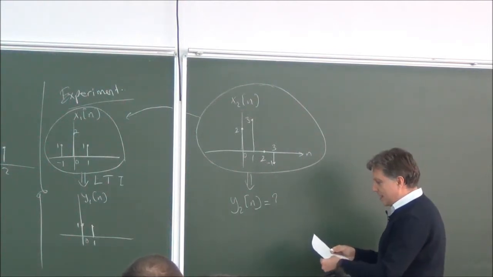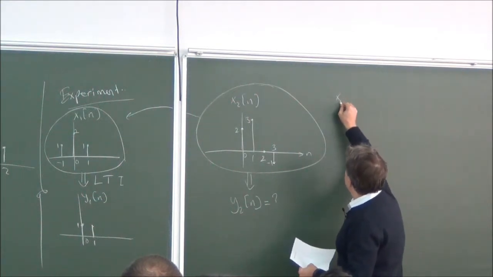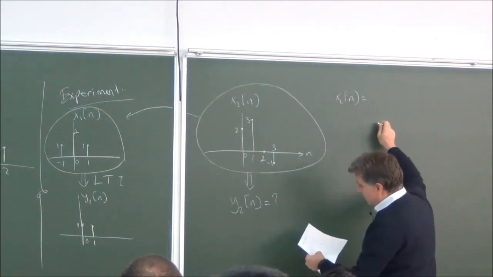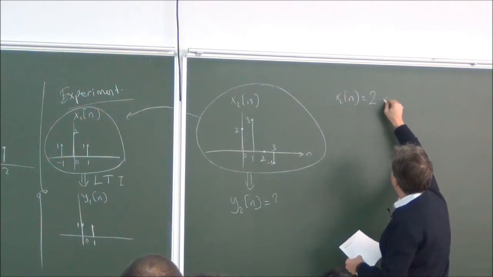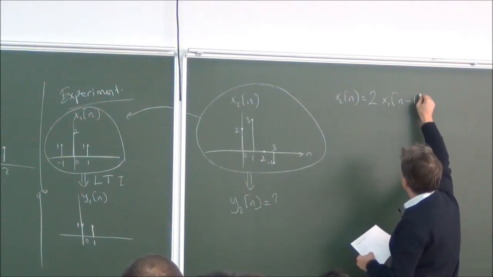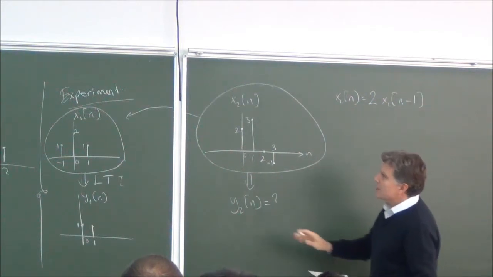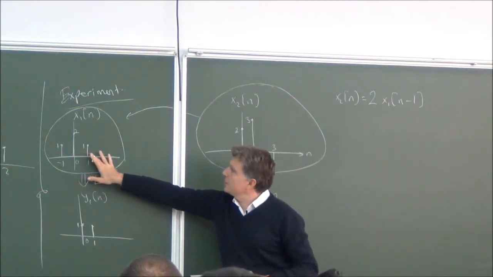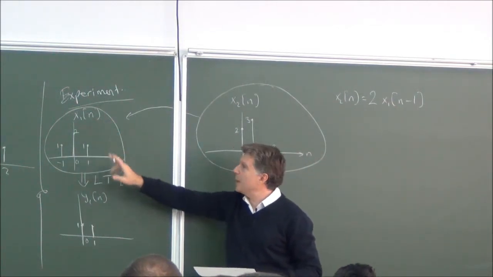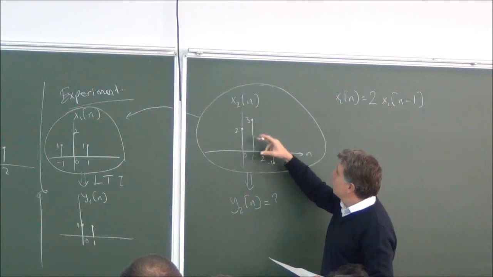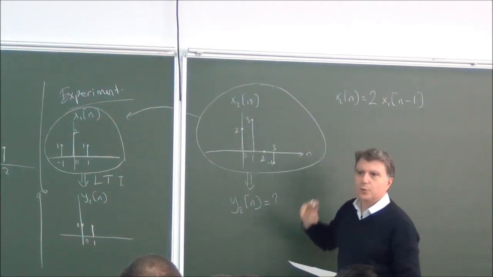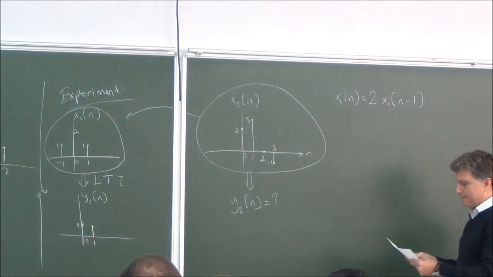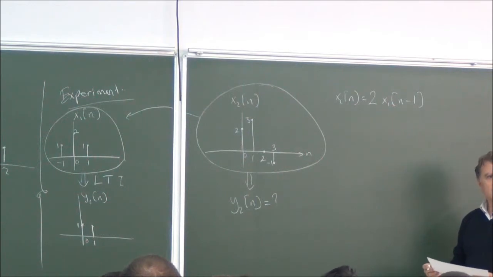And x2 of n here is equal to twice x1 of n minus 1, which is this signal shifted towards the right by 1 and scaled by 2. So it makes 2, 4, 2. Okay? Should I repeat that?